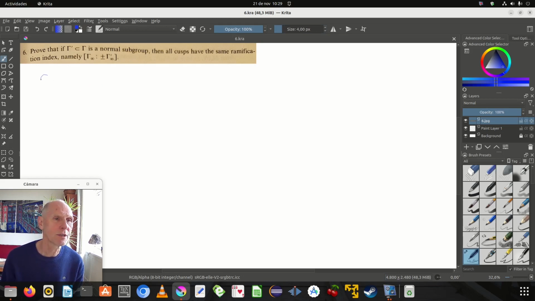So we have some cusps, C1 to Cn, and the matrices mapping them to infinity. And then for each index, we have some h such that this lies in plus minus gamma mark. Now, why am I writing in blue?